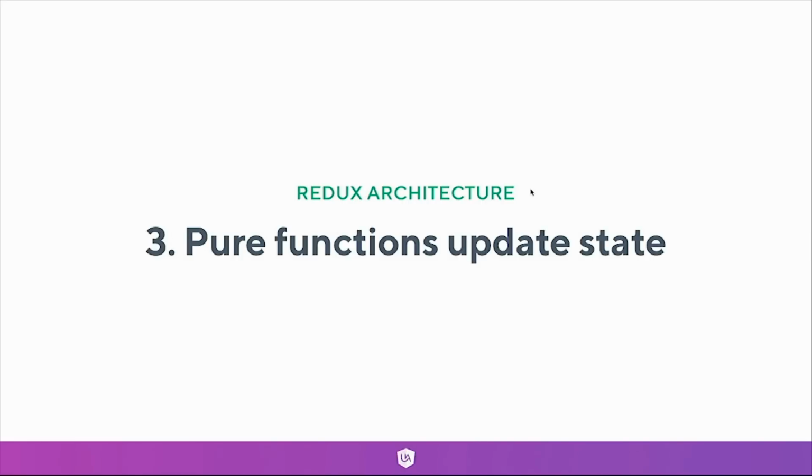Number 3 is pure functions update the state. So at the moment, we've got this idea that we have a state tree that's going to somehow represent our application. If we want to update it, we dispatch an action. So we can say, go and update my state tree. Now, what the store will actually do is take that action and pass it to our pure function, which is number 3 here. And this is where we update the state, and this is where we need to think immutably. So let's have a look.